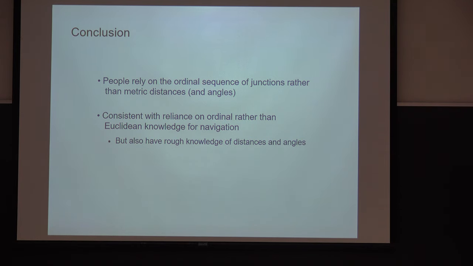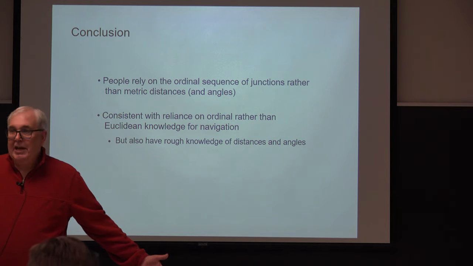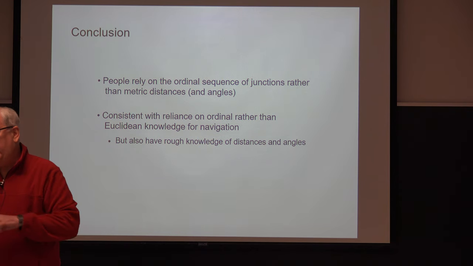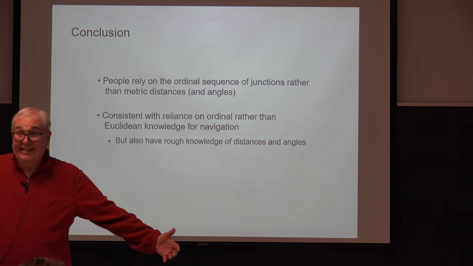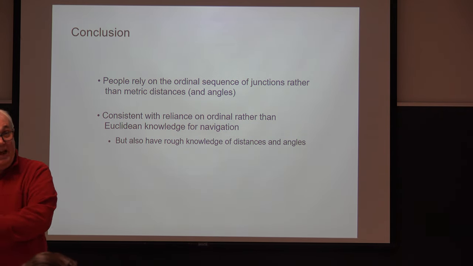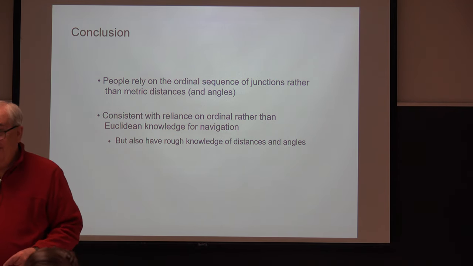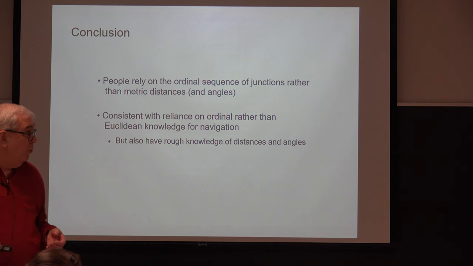So the conclusion: people rely on the ordinal sequence of junctions rather than metric distances and angles, consistent with reliance on ordinal rather than Euclidean knowledge for navigation. And this is consistent with the directions I gave when I lived in Boston. If you specifically lay out, go 1.5 miles, take a right, people don't want to hear that. They say, take the third right, or take the right next to the bank house. They don't want to hear, go 2 miles and then turn 60 degrees. They want landmarks, they want ordinal relations.